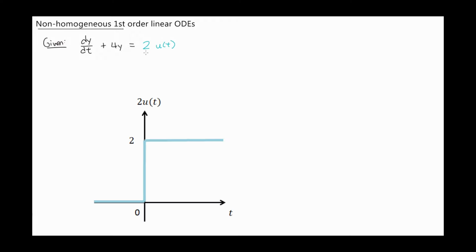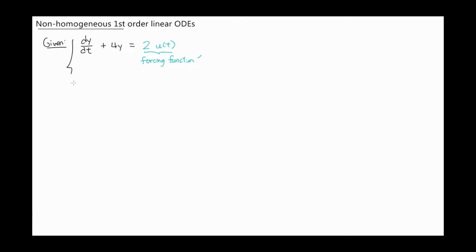Okay, so now we're ready to tackle a non-homogeneous first order linear ODE, and it is given by dy/dt plus 4y equals 2 times the unit step function. That's called the forcing function on the right hand side. Now we have an initial condition of y(0) equals 0, and that's called the initial rest condition.